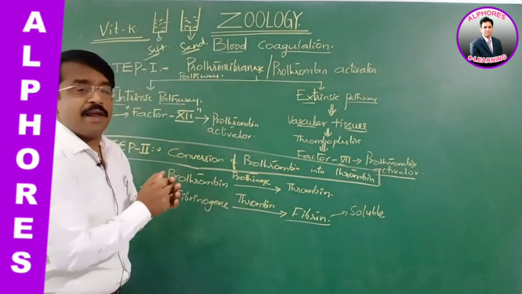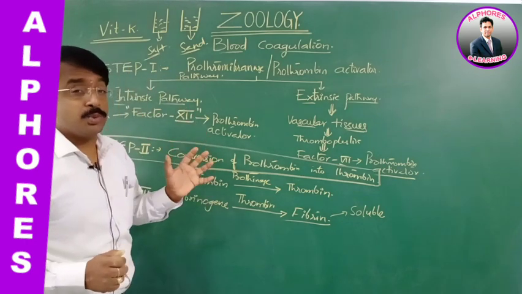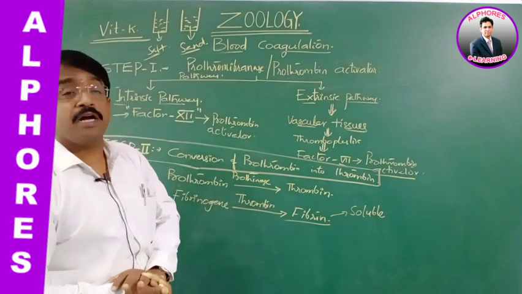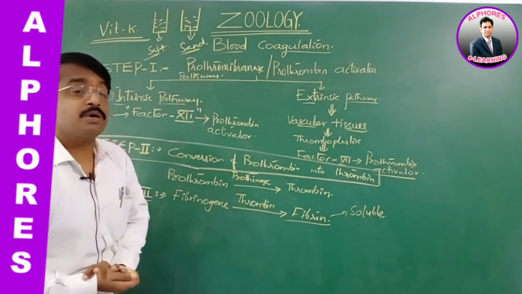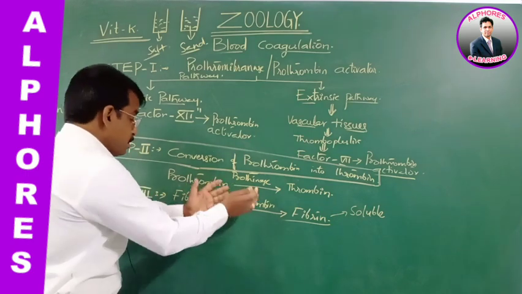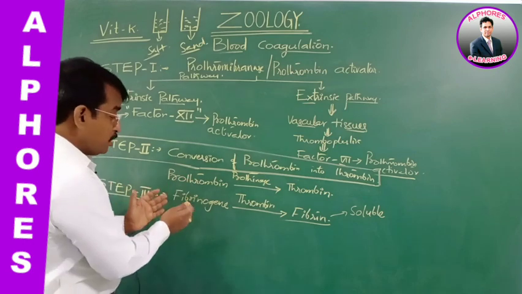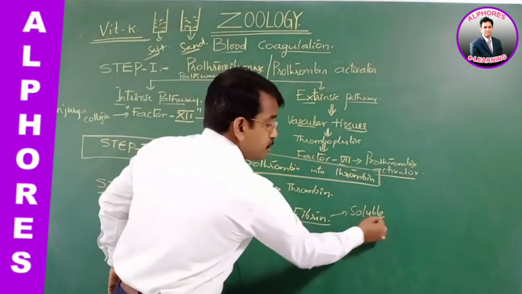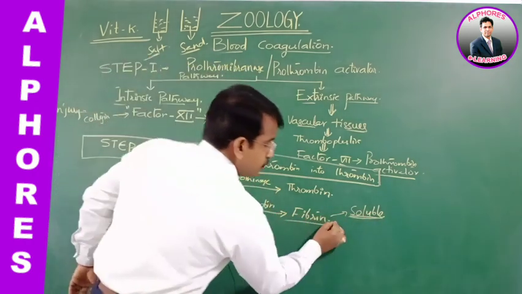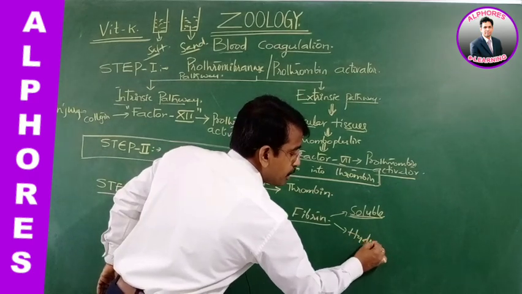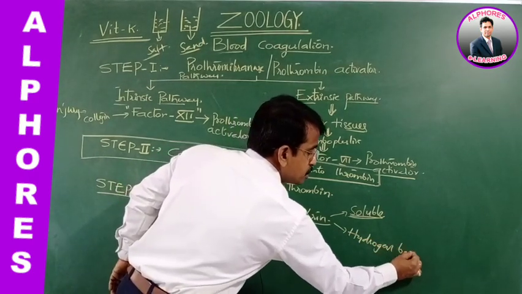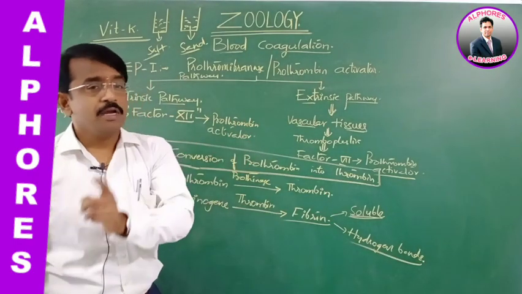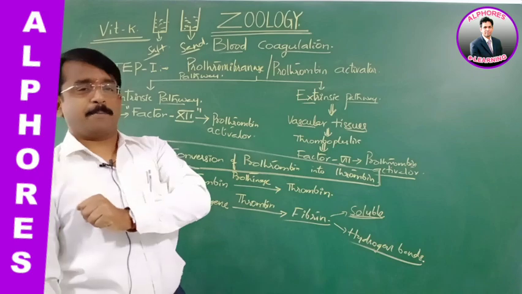In the same manner, here you need to form the clot, for which the fibrin fiber needs to become insoluble. So thrombin acts upon the fibrinogen and converts it into fibrin fibers. Now this fibrin fiber is in a soluble state and is held by hydrogen bonds. Basically, the bonds are hydrogen bonds and covalent bonds, in which the covalent bonds are stronger.